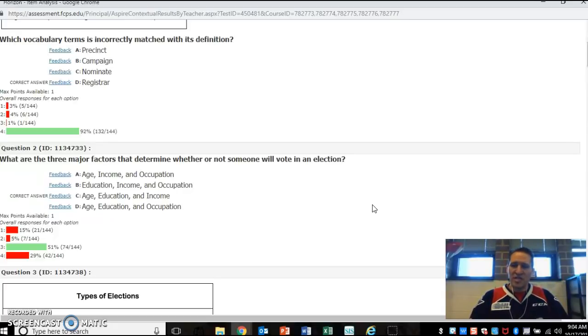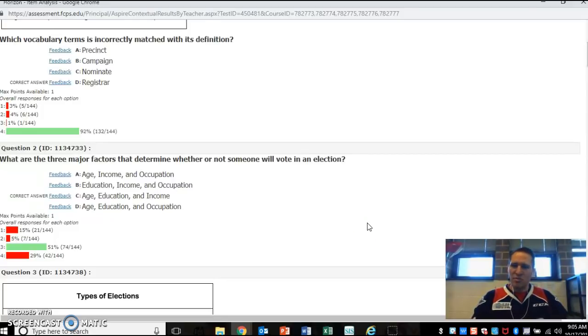And we did focus on this when we came through with the voting. We did a voting hyperdoc, and the Google drawing that went with that asked you to sort 8 scenarios into people who can't vote, who can vote but probably wouldn't, and who can vote and probably will vote. And that dealt with age, education, and income, and whether they were registered or not, and things like that. So a lot of you struggle with this one.